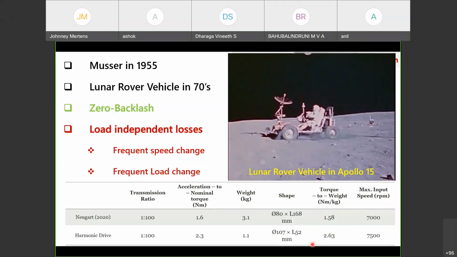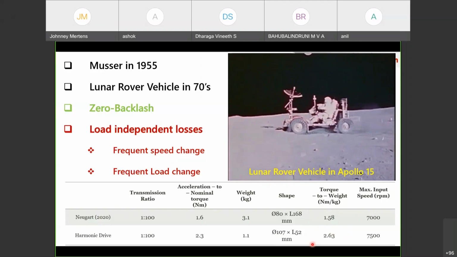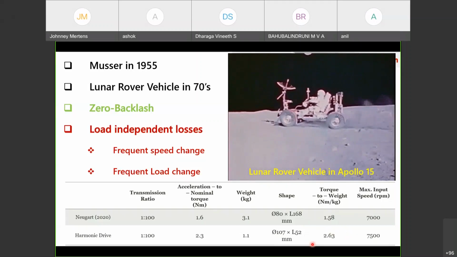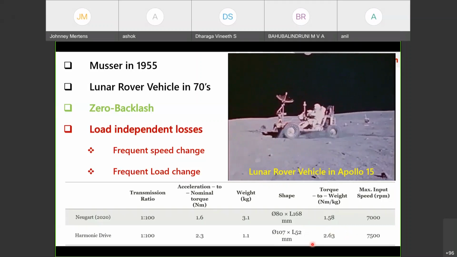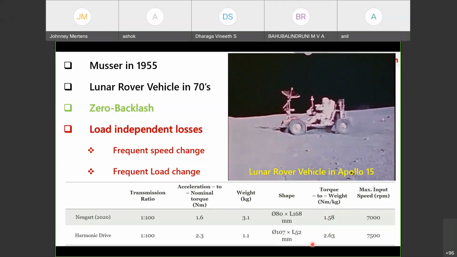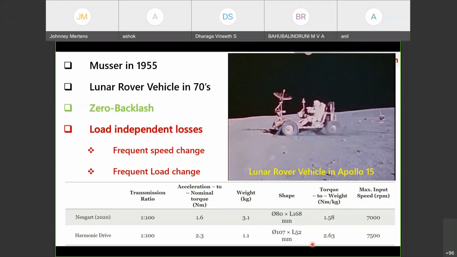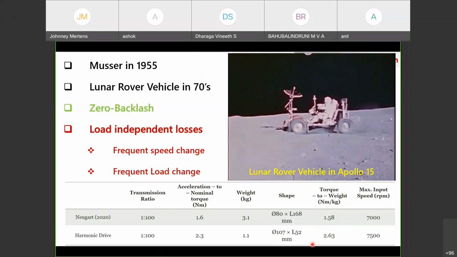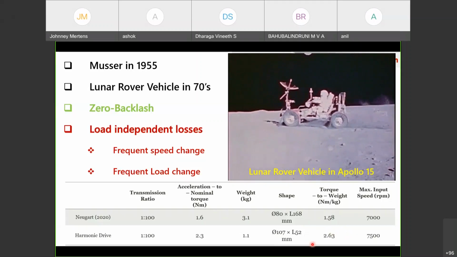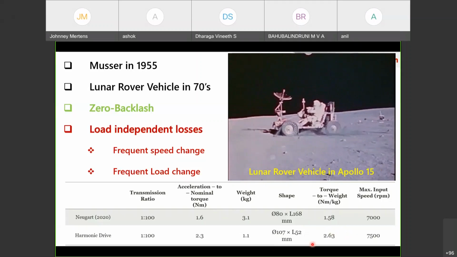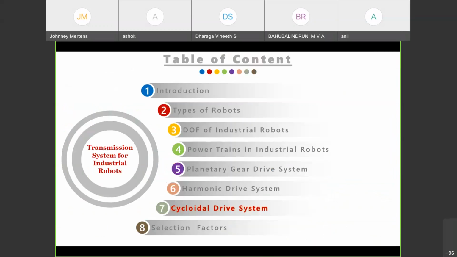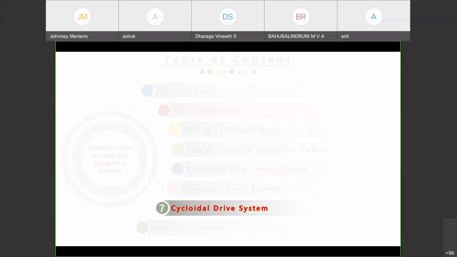And the maximum input speed that can be given to this harmonic drive system is 7,500 rpm. We can give up to 7,500 rpm, whereas in the new gear system it can only give 7,000 rpm. So to overcome this load independent losses, the next drive system is introduced, nothing but the cycloidal drive system.